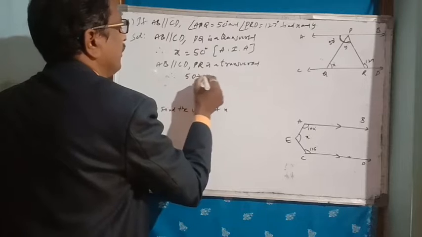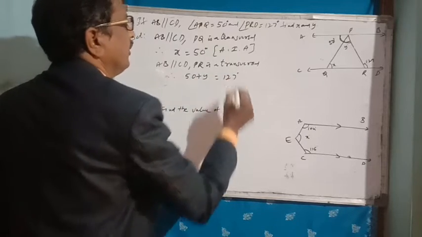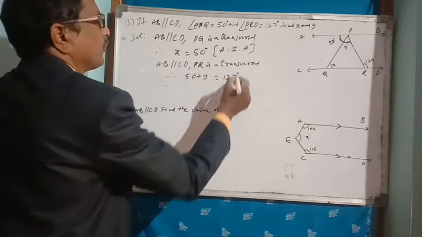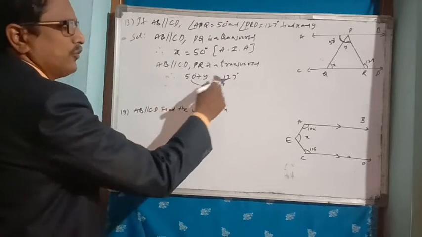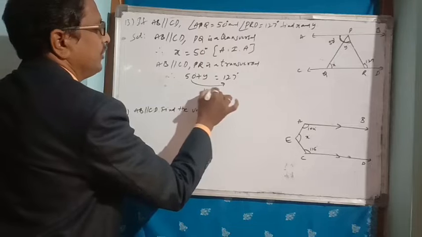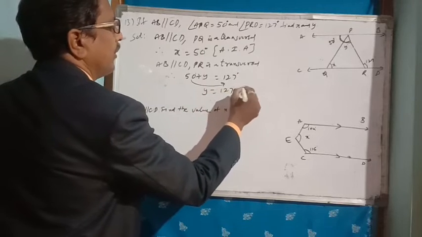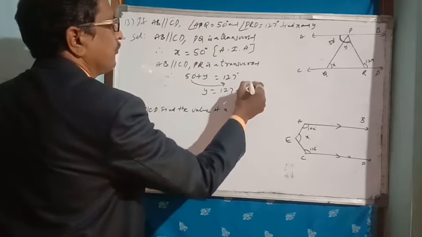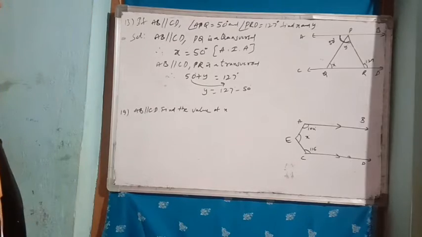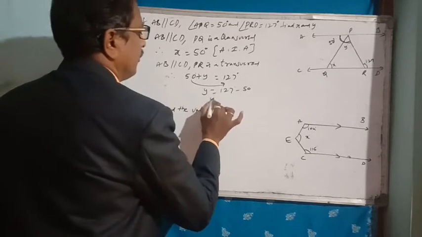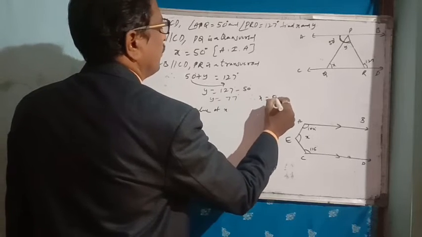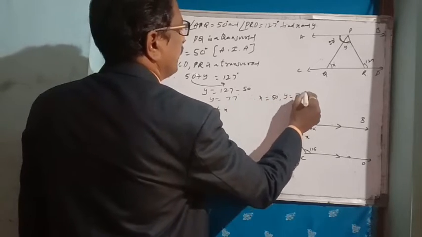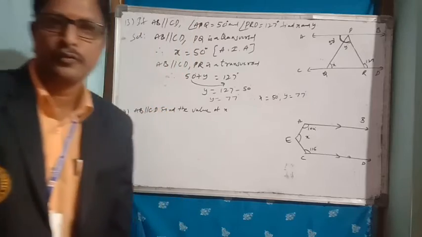50 plus y is equal to 127. It is sent to the right side. Plus quantity goes to the right side as a minus quantity. Then y is equal to 127 minus 50. How much does this equal? 77. y equals 77 degrees. Therefore, x is equal to 50 degrees, y equals 77 degrees.